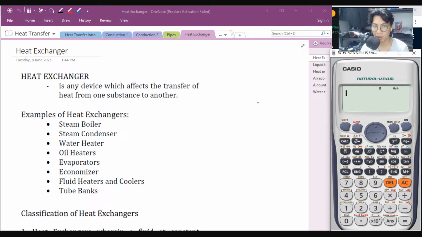So, new topic for heat transfer. This will be the last one. So, heat exchanger. So, what is a heat exchanger?